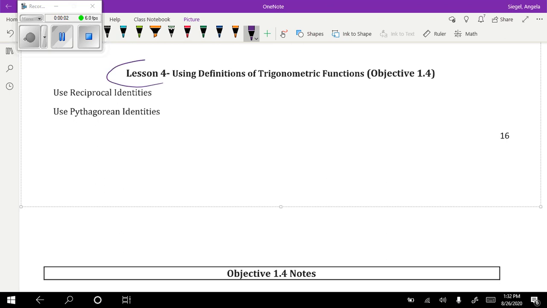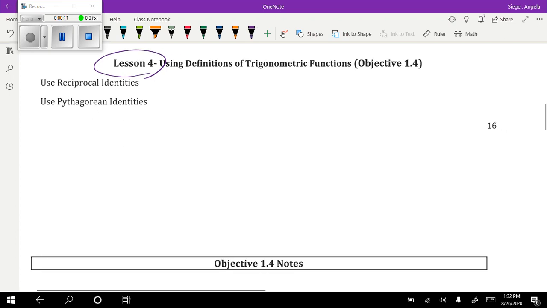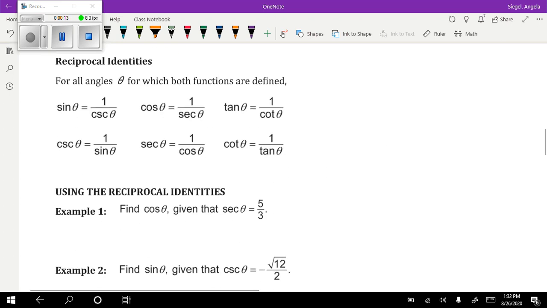Hey guys, welcome to lesson 4, which is the last lesson of unit 1, and we are going to get into even more new trig stuff today. So let's get going. The first thing we're going to talk about is a reciprocal identity.